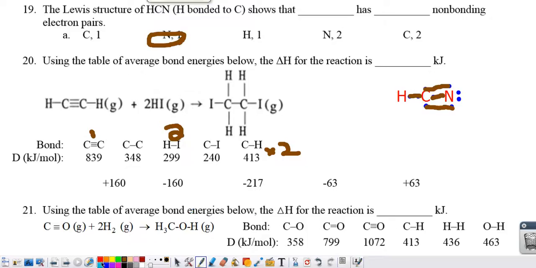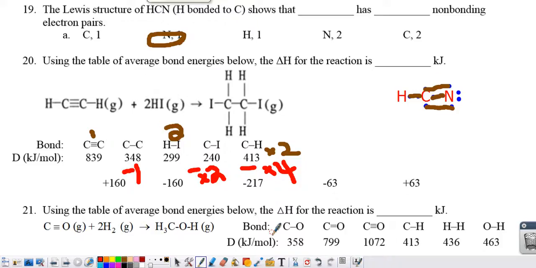On the other side of the reaction, I'm going to switch to red. The C-H occurs 4 times, but now it is negative because we're making it, so it's releasing that energy. The C-I occurs twice, so I'll multiply that by 2. And again, it's negative because we're making it, releasing that energy. And the C-C occurs just once. I'm going to put a -1 there.